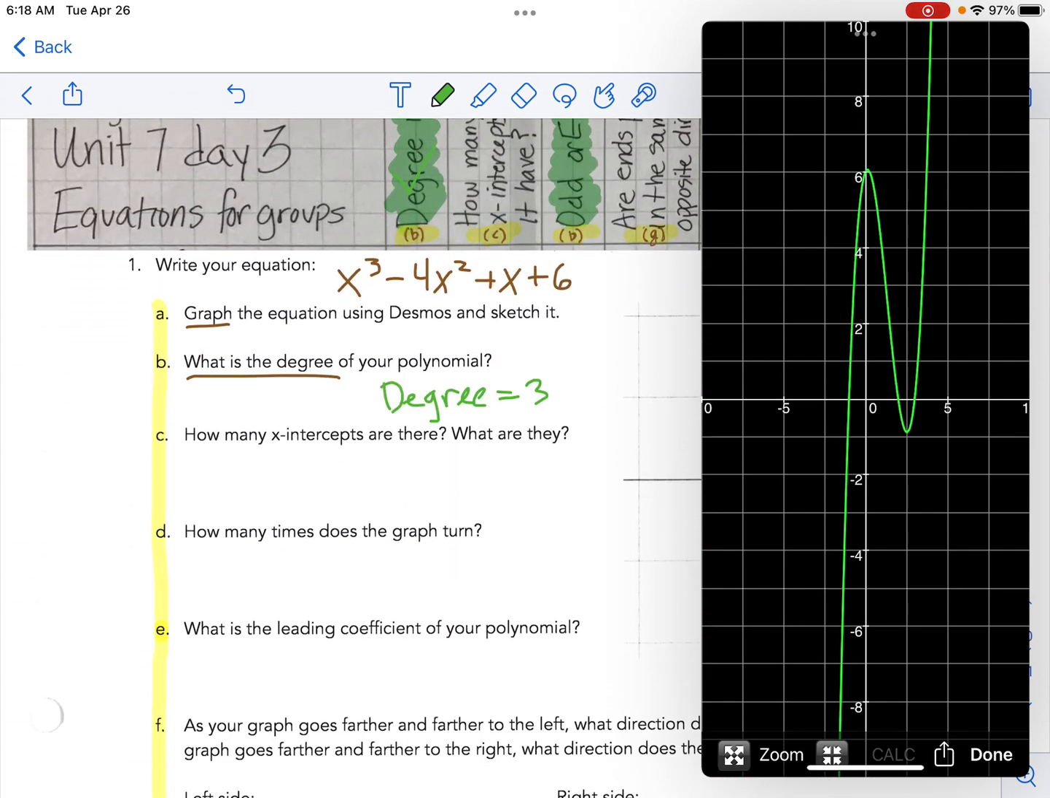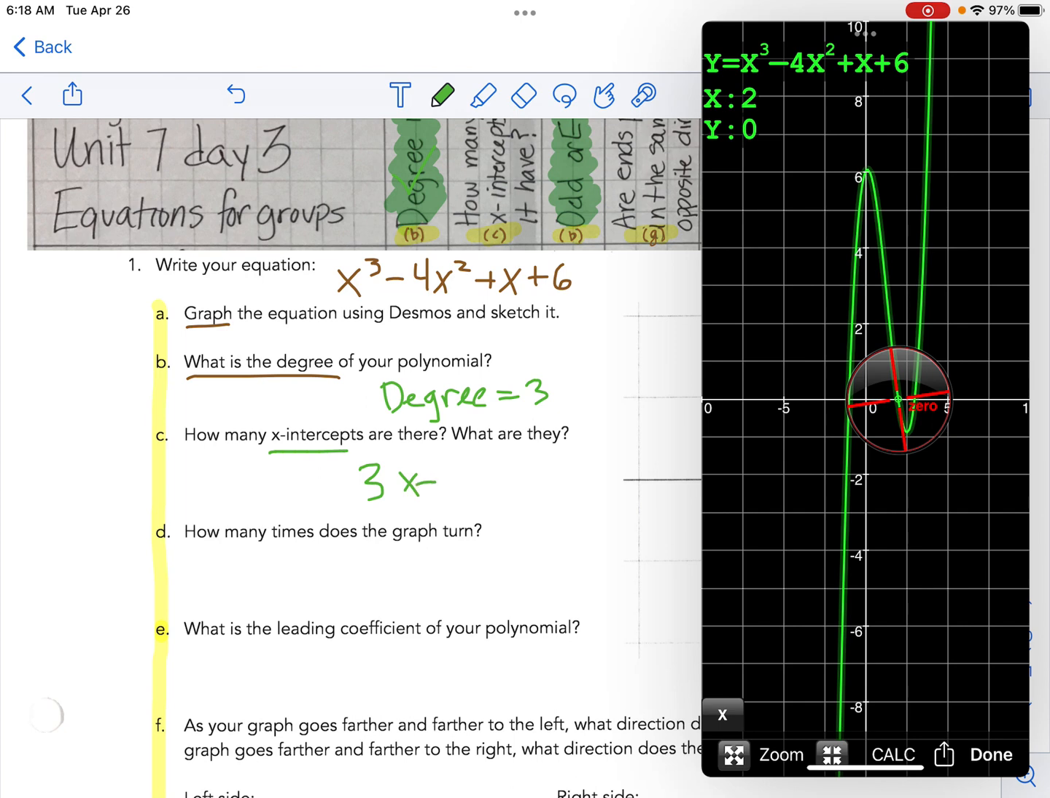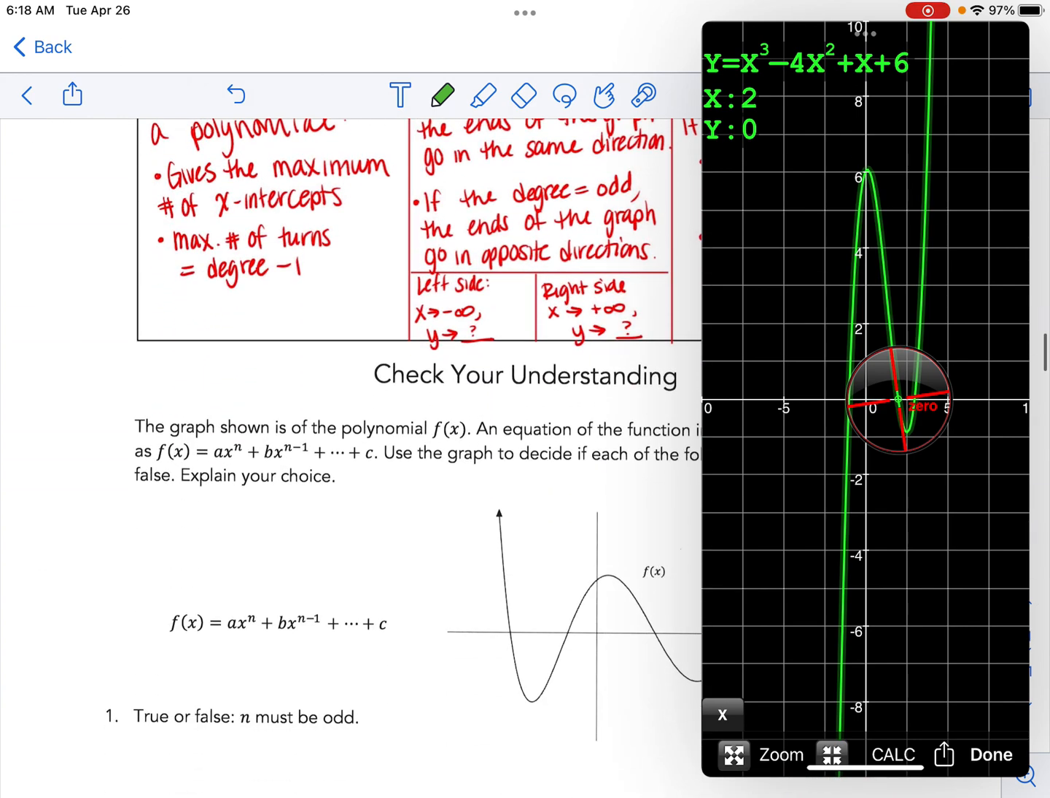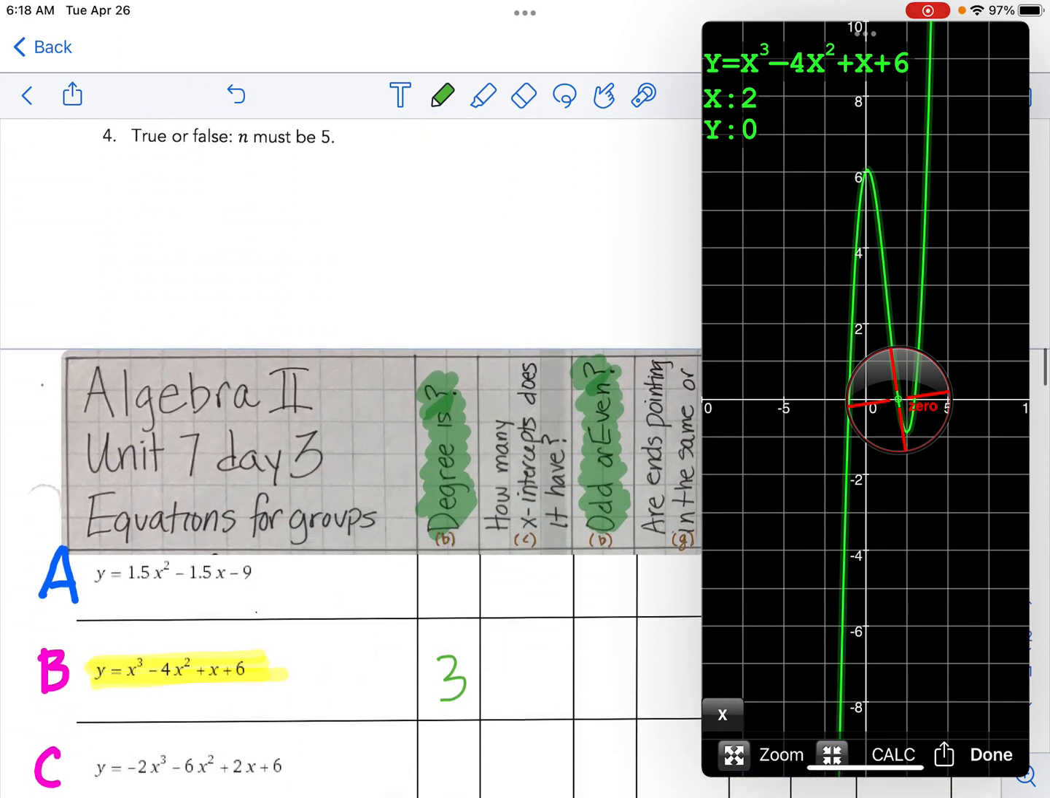How many x-intercepts are there? So I'm going to count. I have an x-intercept here. That's 1 and 2 and 3. So I've got 3 x-intercepts.